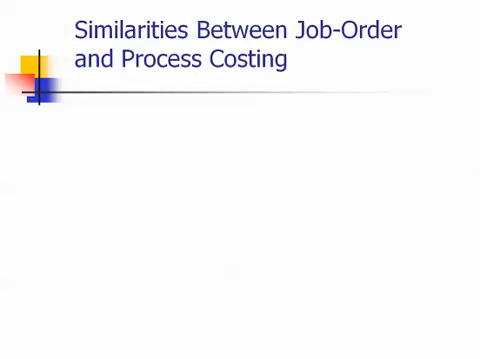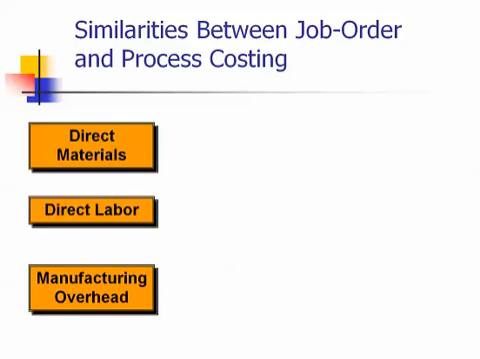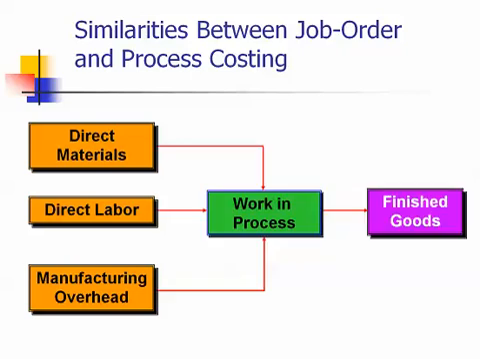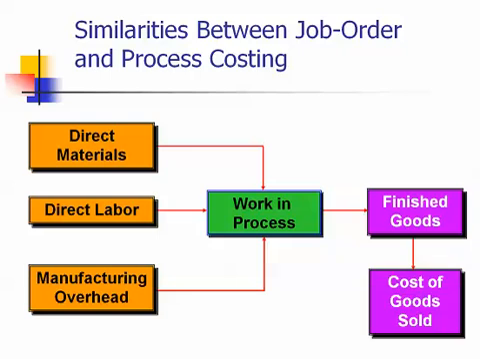Both job order and process costing systems assign material, labor, and overhead costs to products, and they provide a mechanism for computing unit product costs. Both systems use the same manufacturing accounts, including manufacturing overhead, raw materials, work in process, finished goods, and cost of goods sold. The flow of costs through the manufacturing accounts is basically the same in both systems. Nonetheless, there is a key fundamental difference between process and job order costing systems.